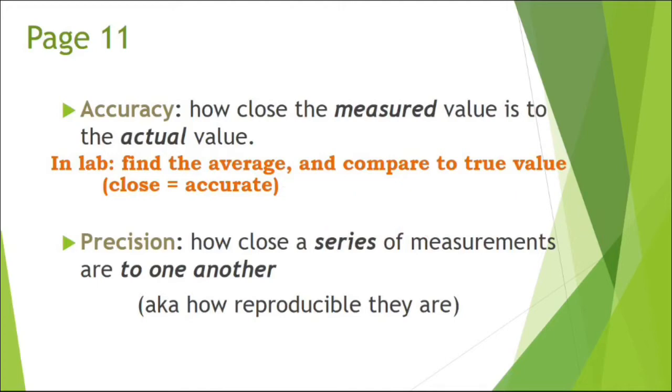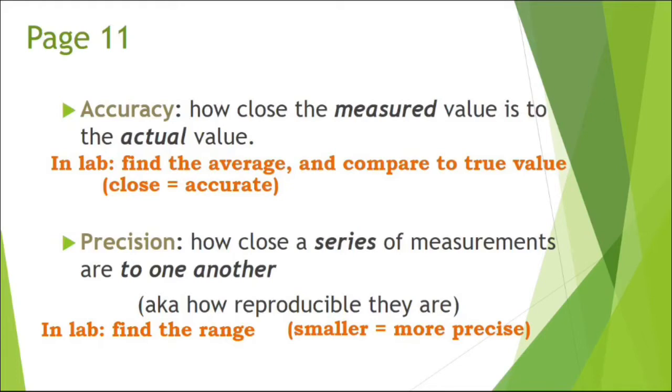Now, precision in the lab. If we're measuring how close or far apart numbers are from each other, we're not going to be looking at averages. We're going to be looking at the range of those values. And that range, how far apart they are, we want them to be close together to be precise.